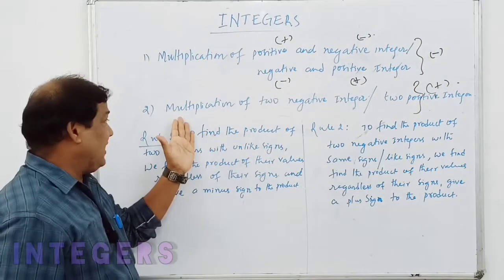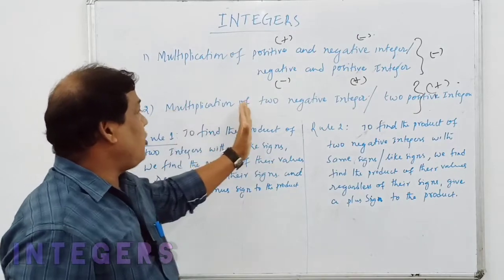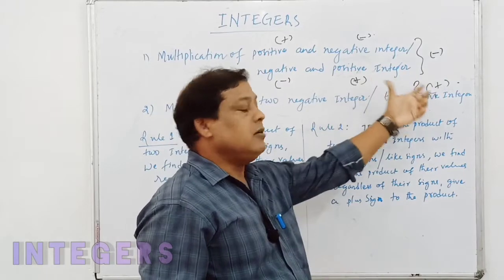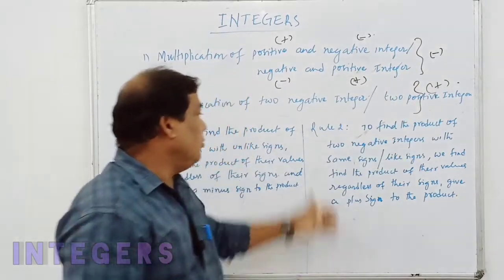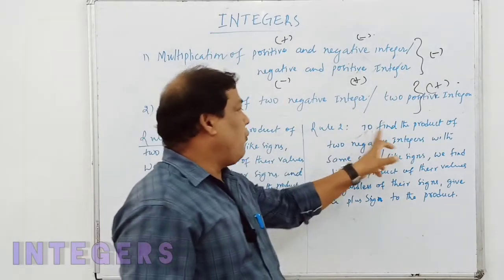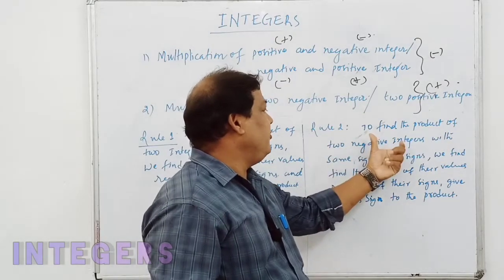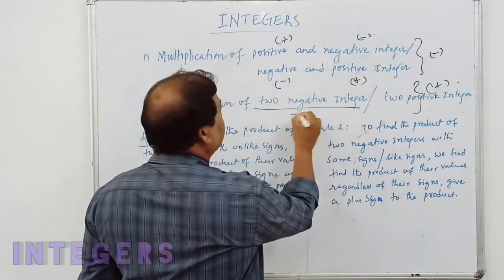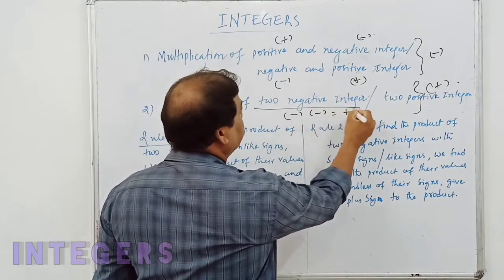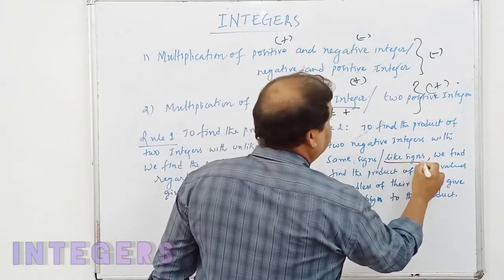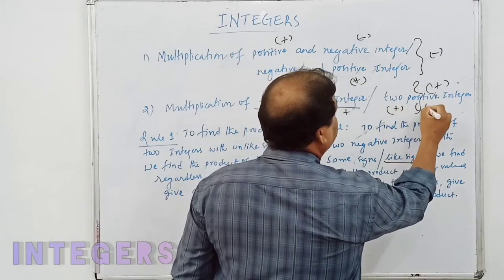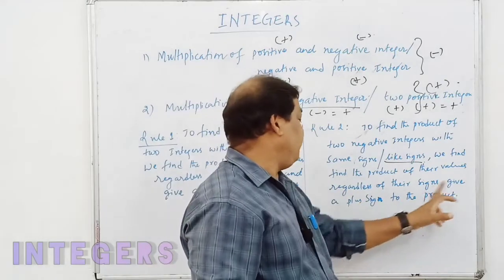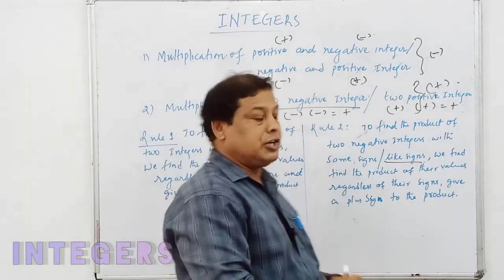Now the second condition: multiplication of two negative integers or two positive integers gives a positive integer. So that is rule number 2, to find the product of two integers with the same signs. Two negative integers, negative then negative, give positive. Positive sign then positive sign gives positive. So find the product of the values regardless of their signs and give a plus sign to the product.